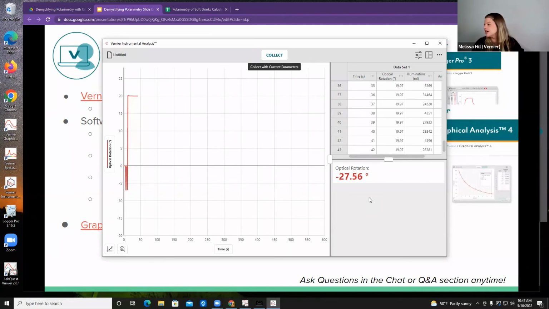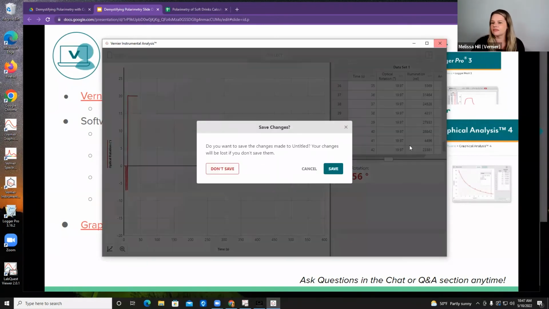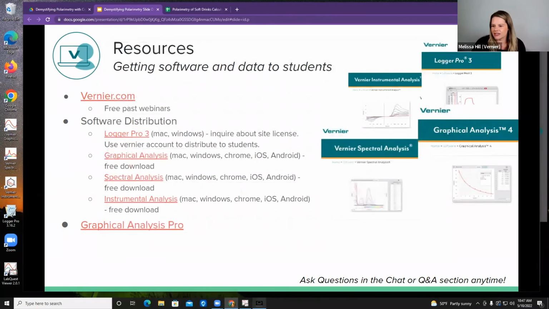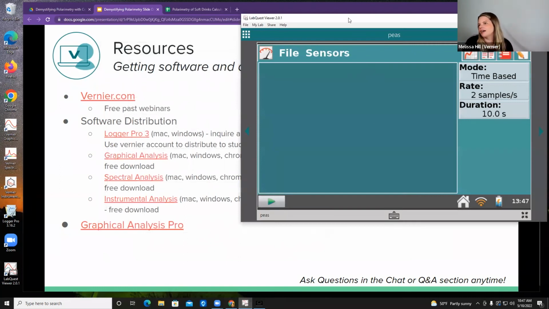Is there a demo video using the chemical polarimeter? I don't think so, but we can do it right now because we've got plenty of time. So let's close that out. I've got my LabQuest here. You'll see that the chemical polarimeter is really similar in how you take data compared to the Go Direct. You're just manually rotating it.